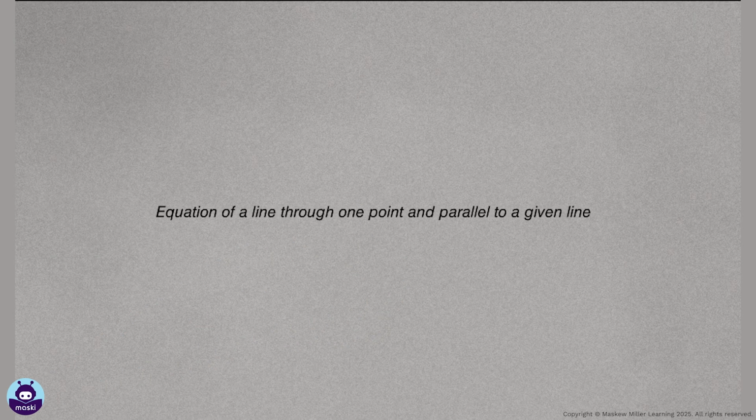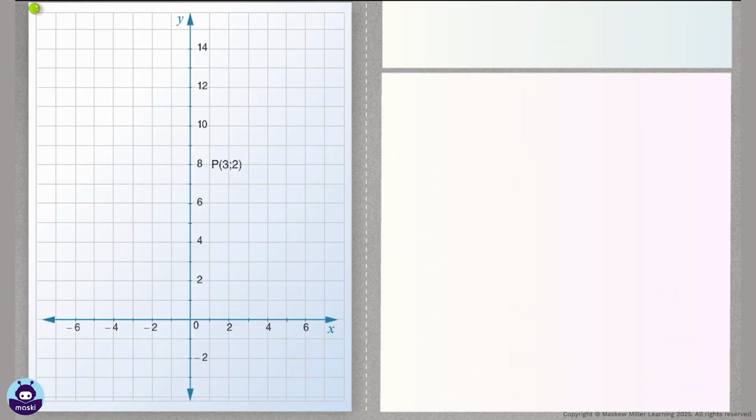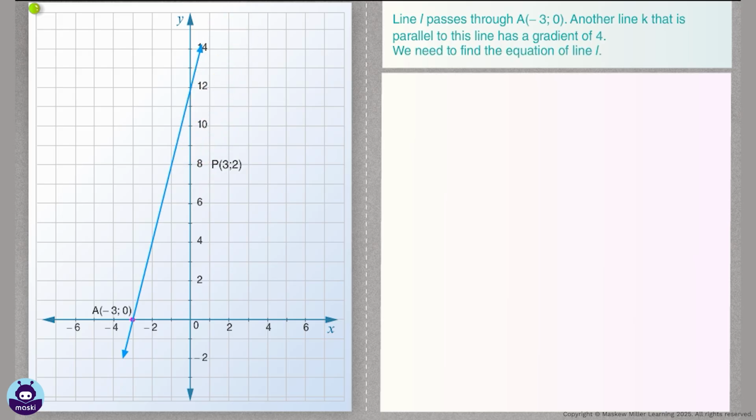Equation of a line through one point and parallel to a given line. To understand this, let us take an example. Line L passes through A(-3, 0). Another line K that is parallel to this line has a gradient of 4. We need to find the equation of the line L.